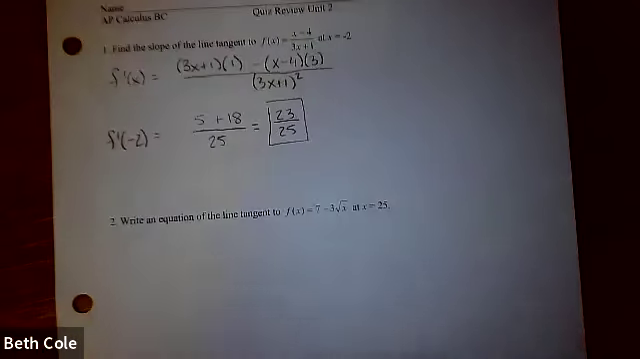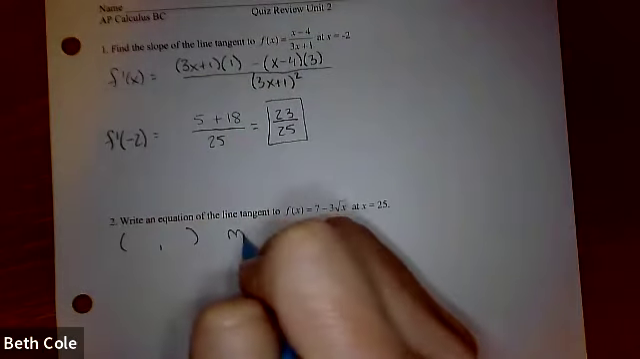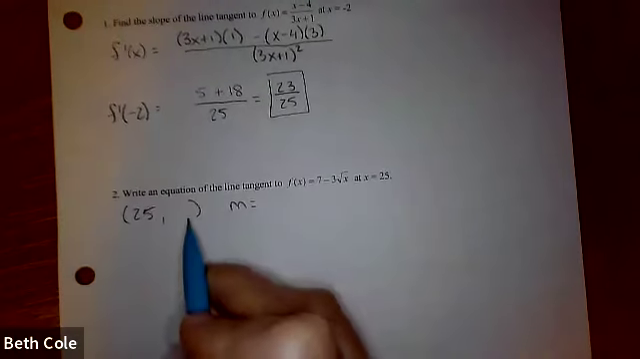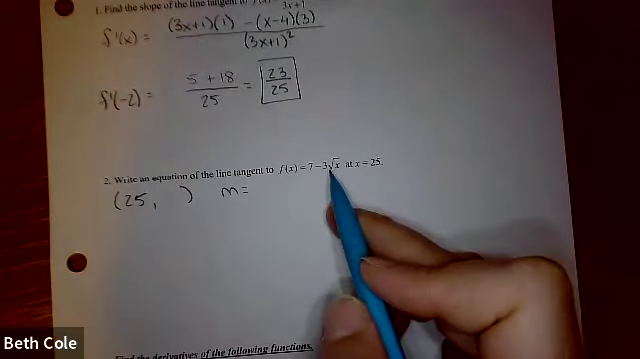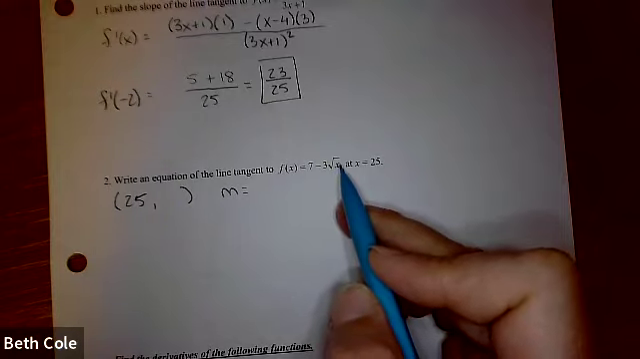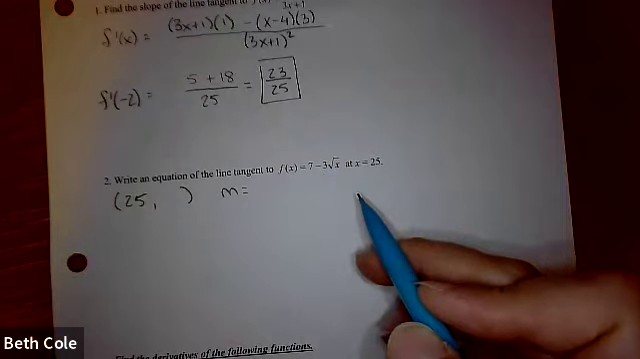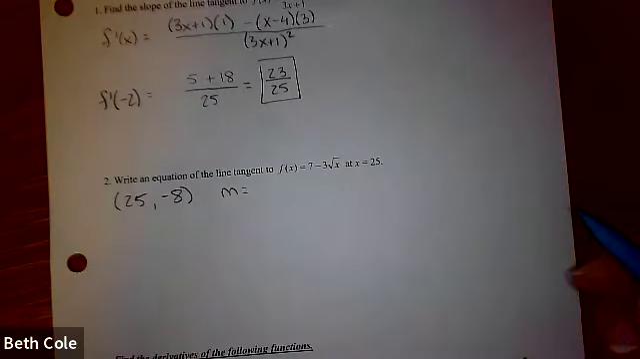All right, equation means that you need a point and a slope. We're going to do this at x equals 25. So to get the y value for my point, I'm simply going to plug in 25. So square root of 25 is 5, times 3 is 15. 7 minus 15 is going to be -8.